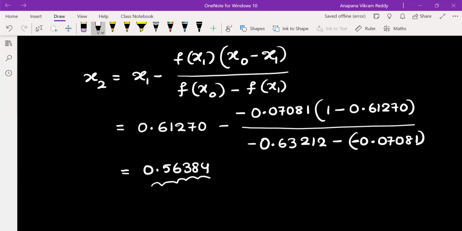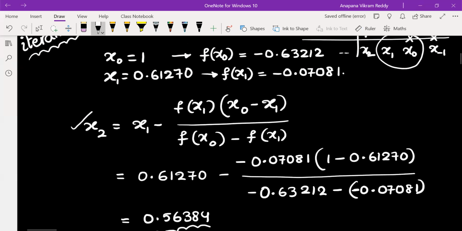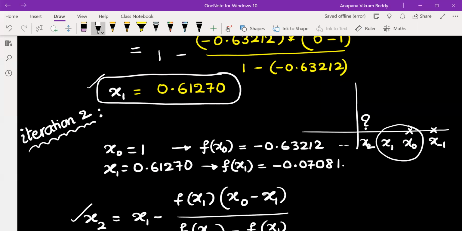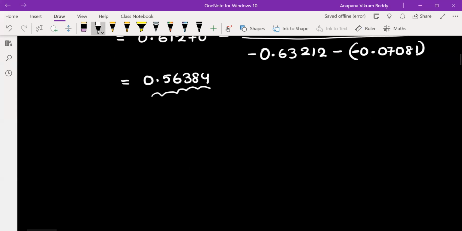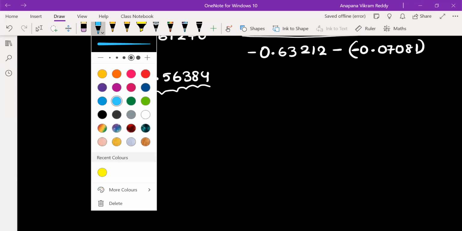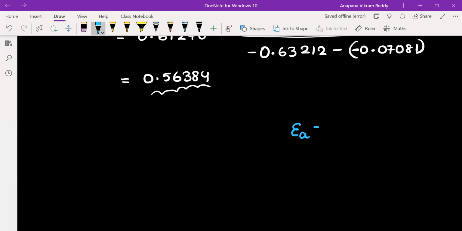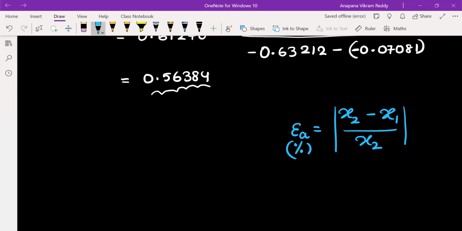I'm doing a solved example of this chapter, okay? So now once you have iteration number 2 ready, x_2 is ready, and we already found x_1 here, what can I do? I can find my epsilon_a, the approximate error. Present minus previous by present, say x_2 minus x_1 by x_2. You take this in percentage, so multiply by 100, all right?